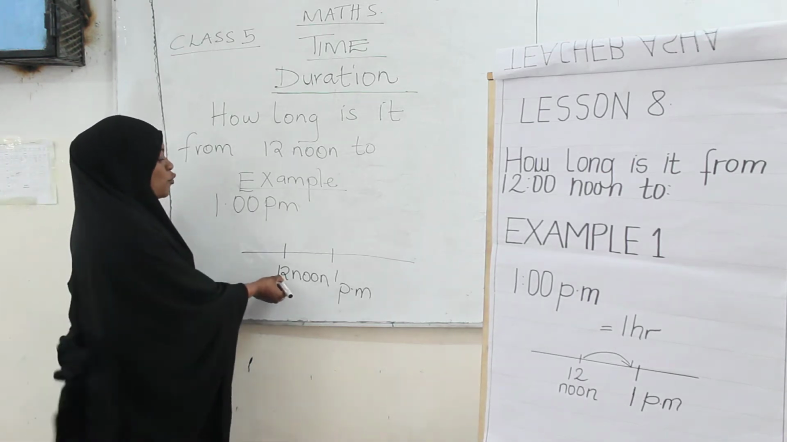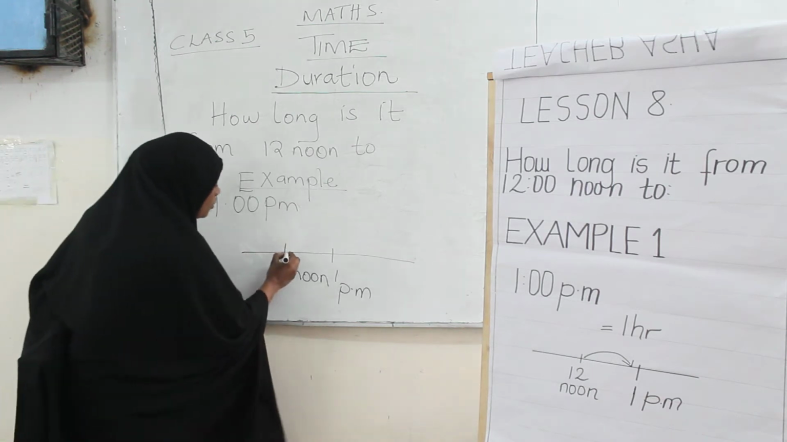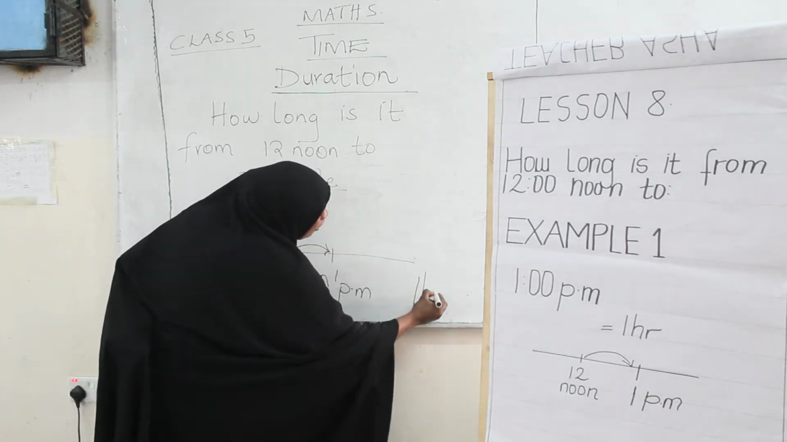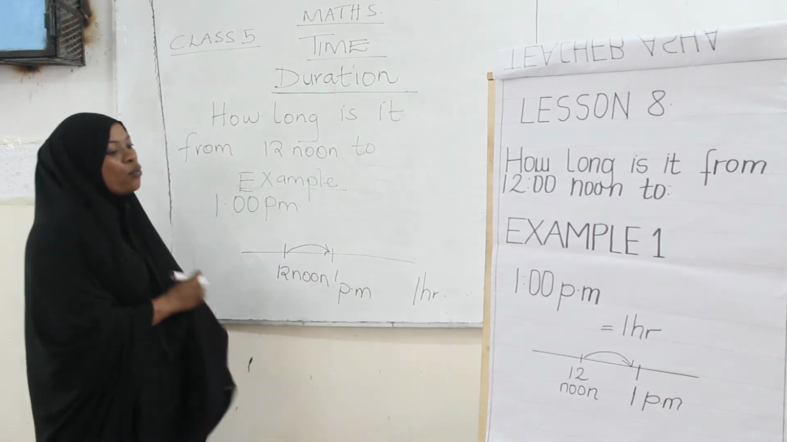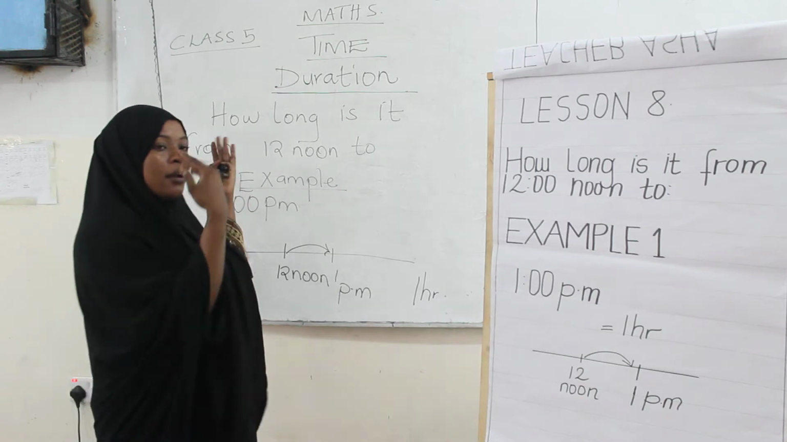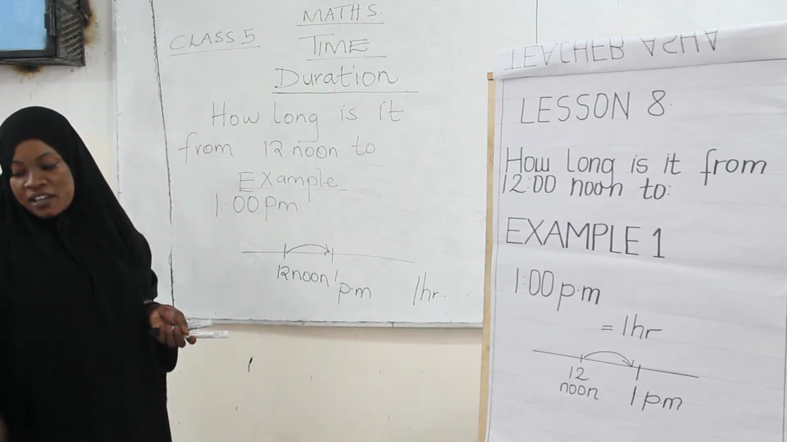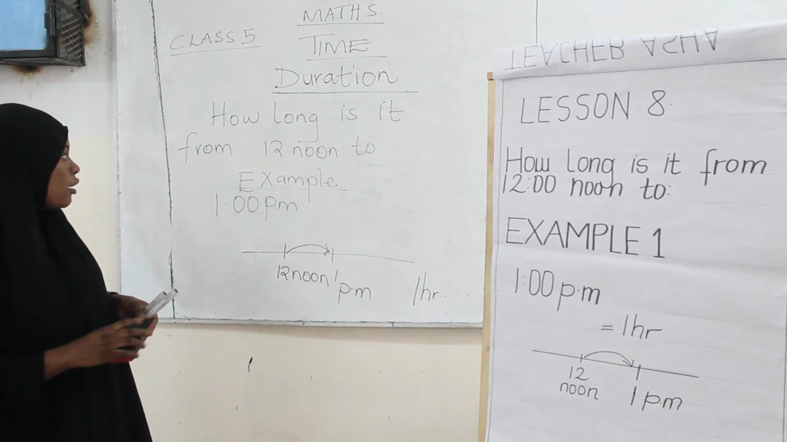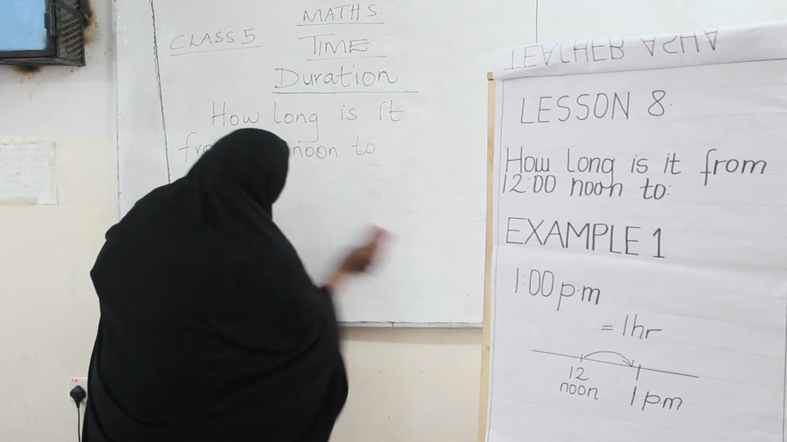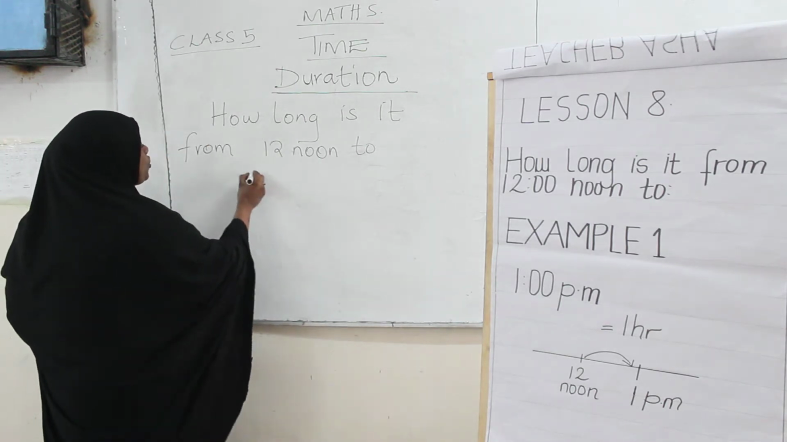So from 12 noon to 1 p.m., how many hours are there? That will be 1 hour, because from one number to another number on the timeline, there is a difference of 1 hour. Let's go to our second example.